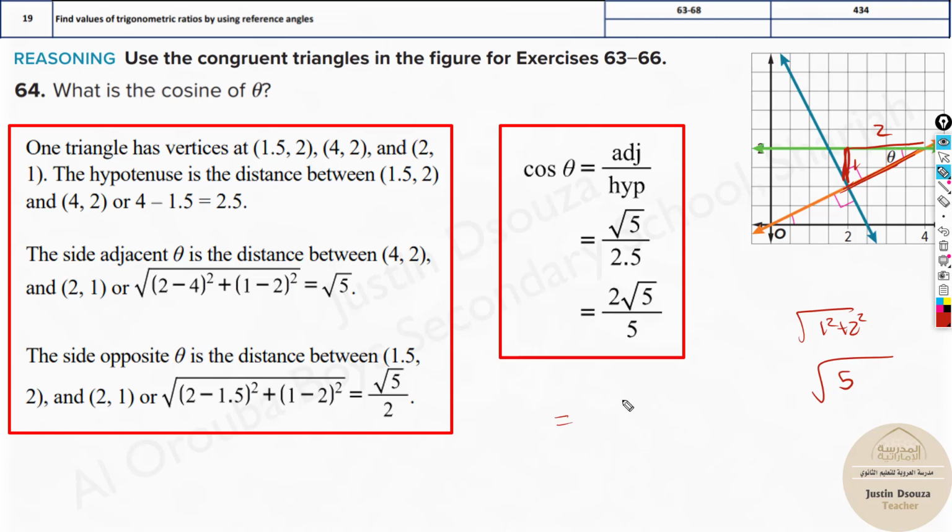So that is adjacent square root 5. And what was the hypotenuse? We had found out just a while ago it was 2.5. So this will be the answer over here. It's written out. That's the thing. Otherwise, you can use the distance formula and do it. It's up to you. Whichever you find easy, just go with it.